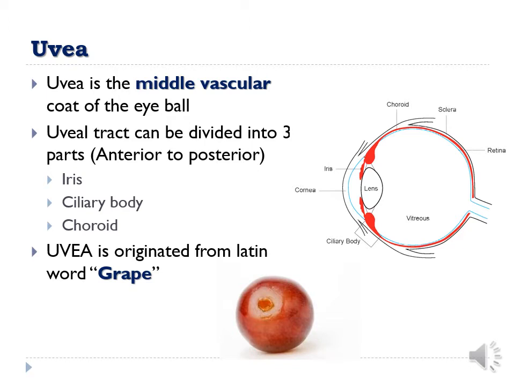So in this picture, let me just take my laser pointer. Whatever you are seeing in red color, that is our uvea. We are already clear about that, right? The uvea is the middle vascular coat of the eyeball. Vascular coat is nothing but it has rich blood vessels, and we have discussed in the previous classes why the uvea has rich blood vessels, because the uvea is the one that is basically supplying blood inside the eye.